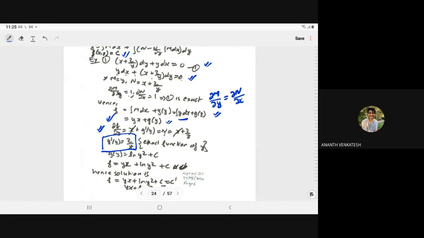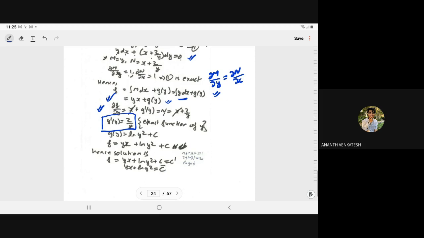What I have told you, always we write the solution f is equal to c. So here we have written f is equal to yx plus ln y square plus c is equal to c dash, another constant, and then c dash minus c is another constant, c. So our solution is yx plus ln y square is equal to c. So this is our solution.